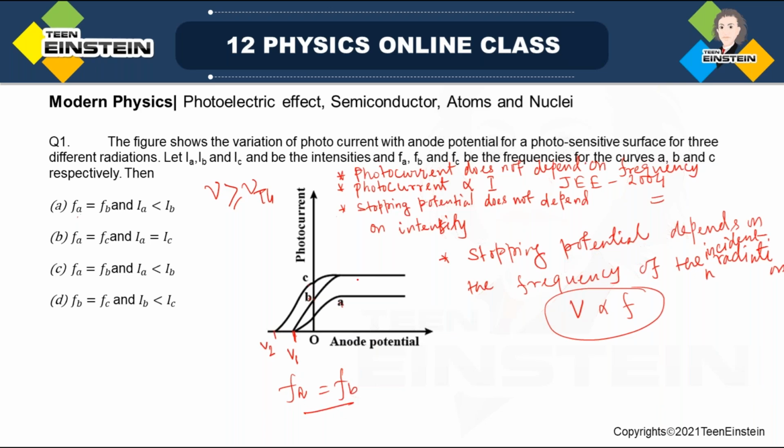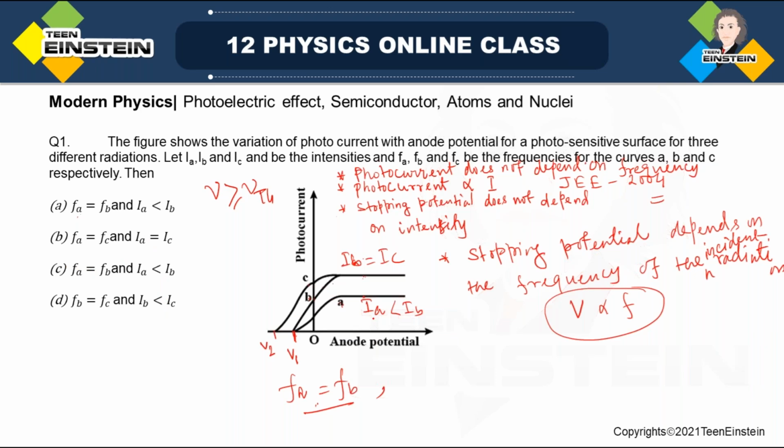And another point is the intensity. See, these are two different currents. But in this case, look at B and C, they have the same current value. That means the intensity is the same. If I say this one is true, then I have to see that IA is less than IB. At least I can say IB is equal to IC, but nowhere is that option given.